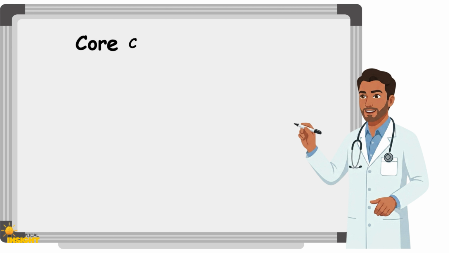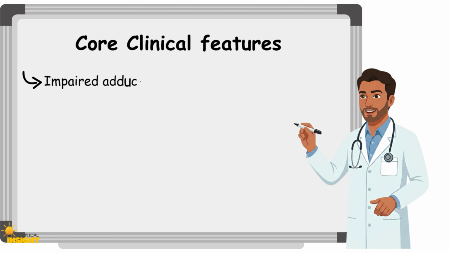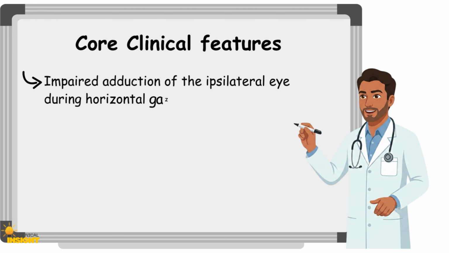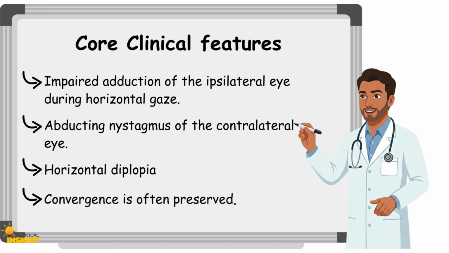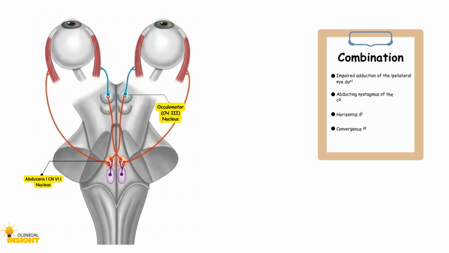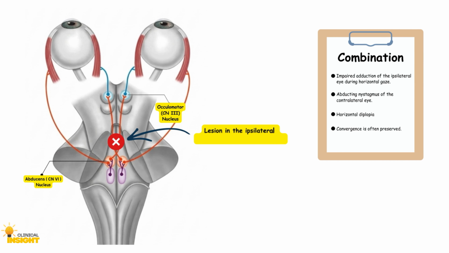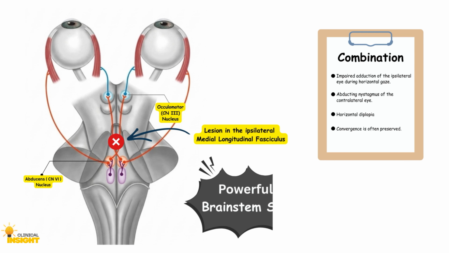The core clinical features are straightforward. There is impaired adduction of the ipsilateral eye during horizontal gaze, abducting nystagmus of the contralateral eye, horizontal diplopia, and often preserved convergence. This combination strongly points to a lesion in the ipsilateral medial longitudinal fasciculus in the brainstem. It is a powerful brainstem sign.